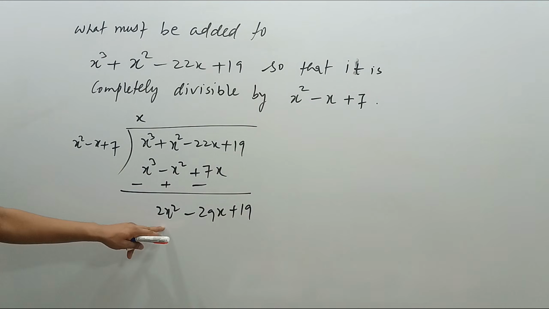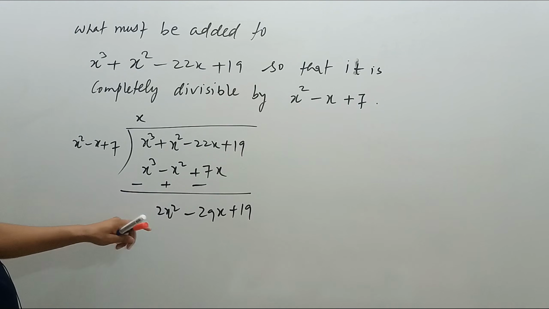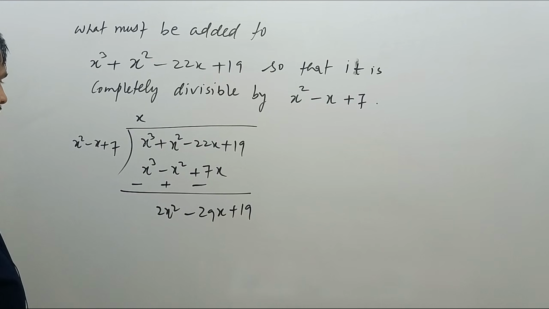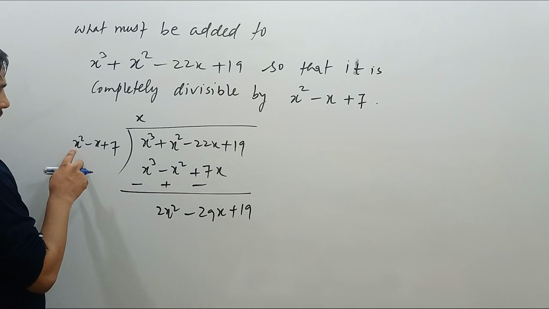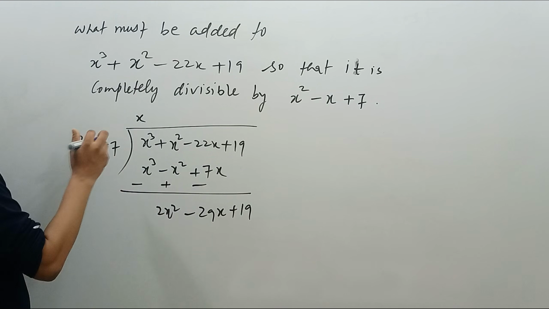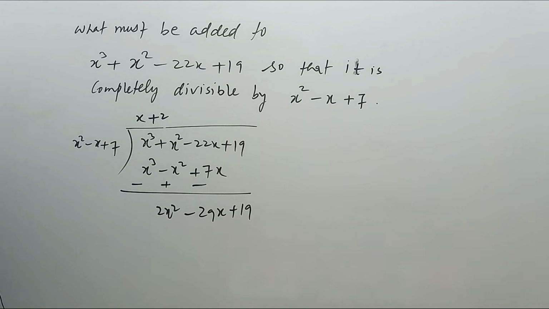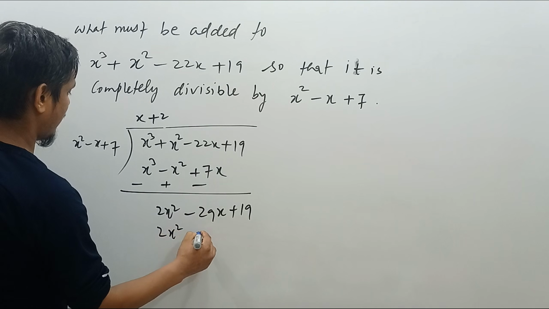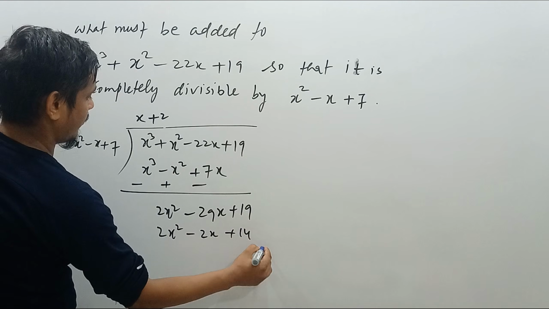Now the degree of this remainder and the divisor part are the same, so we need to go for one more step so that the degree of the remainder should be less than the divisor. So over here this is 2x square and x square, so plus 2x square divided by x square is what? Plus 2. So plus 2 multiplied by this is 2x square minus 2x plus 14.